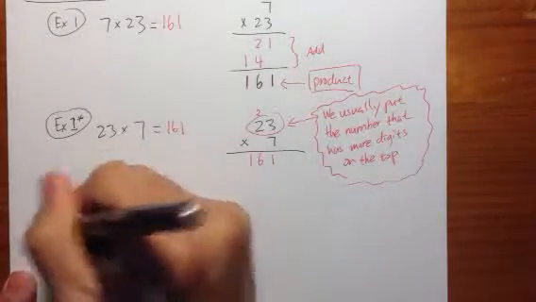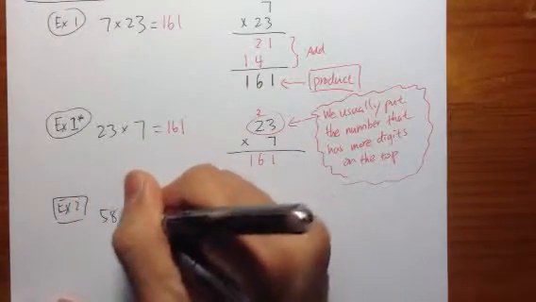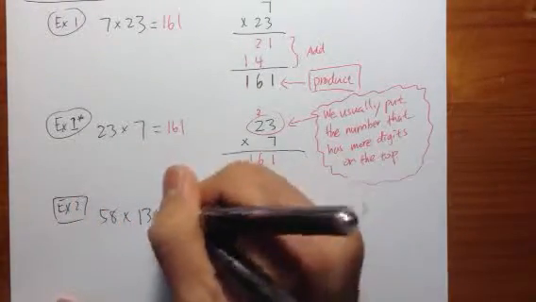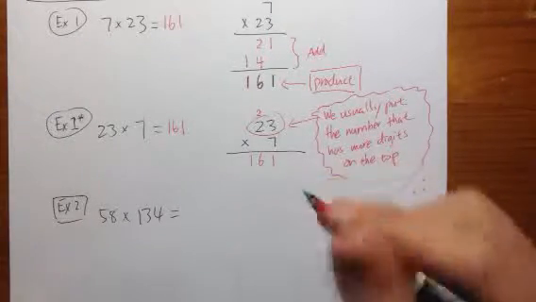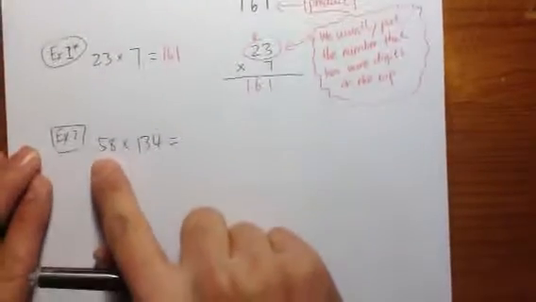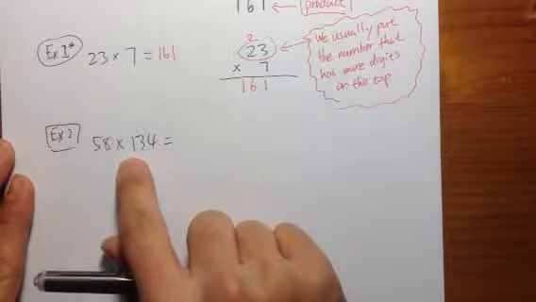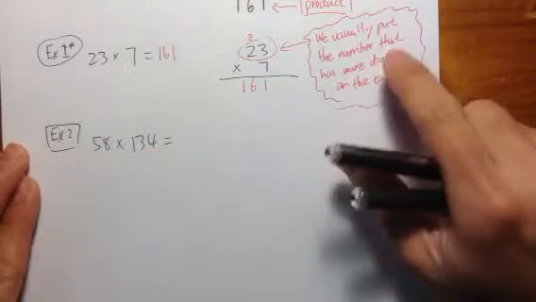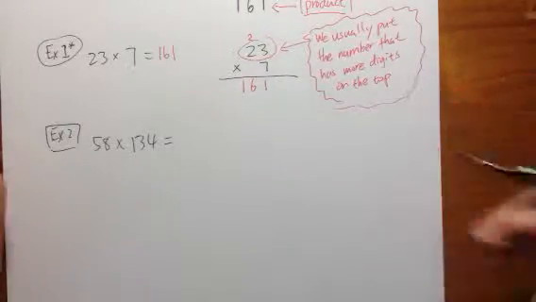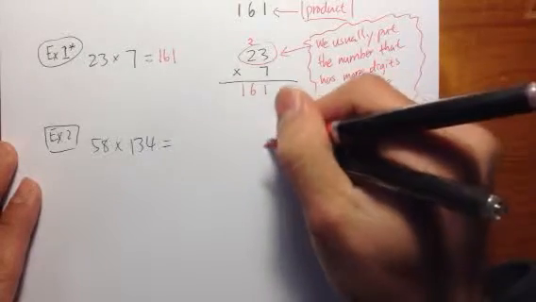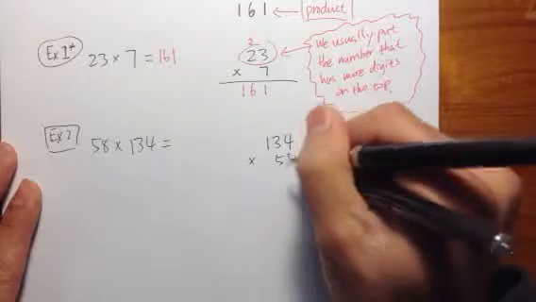Example number 2. Let's do a harder one. Let's say 58 times 134. So, well, as you can see, you have two numbers. One is 58. The other one is 134. And 134 has more digits. So let's use this idea here. It's going to save you some steps, okay. So I'm going to write down 134 first, and then times 58.